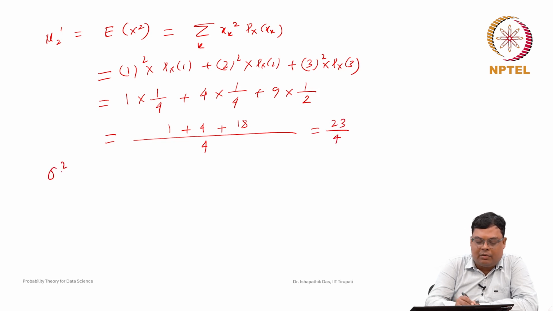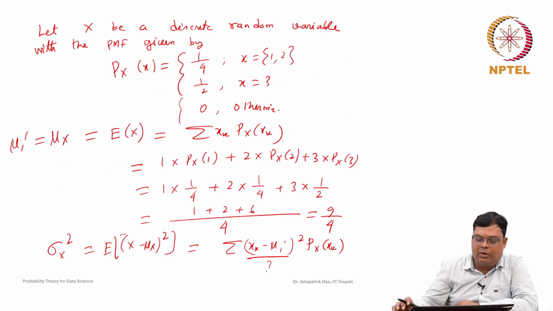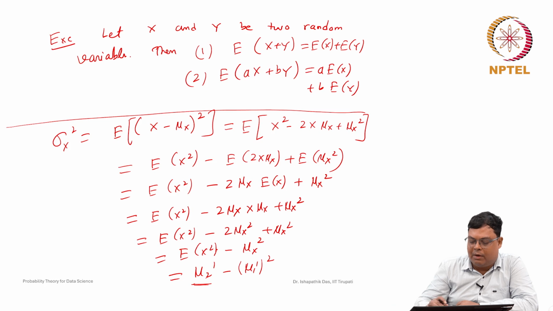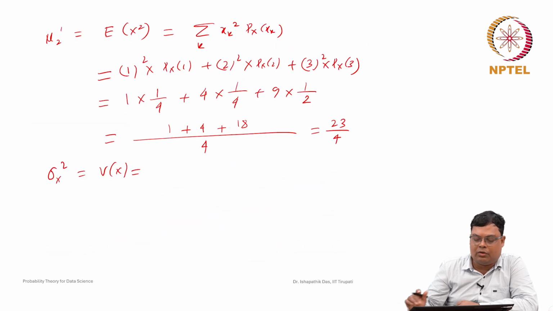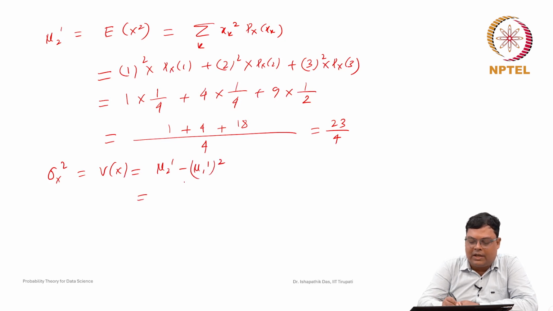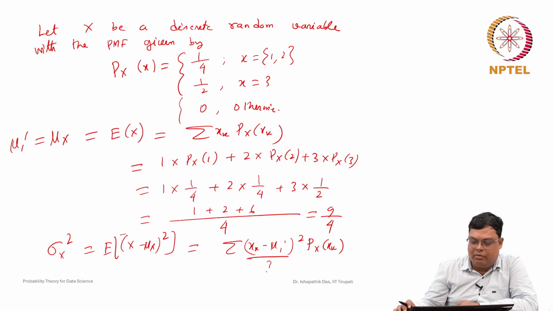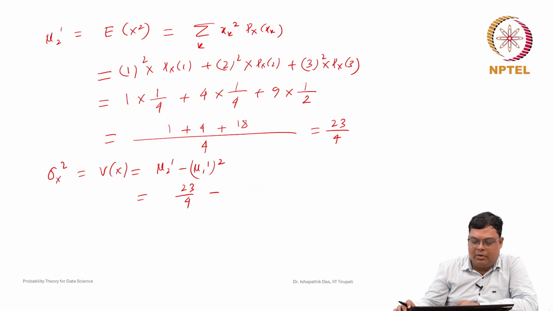Then the variance of X, sigma squared X, we will use the formula mu_2 dash minus (mu_1 dash) whole square. Mu_2 dash is 23/4, and mu_1 dash we just found is 9/4. So this is (9/4) whole square.